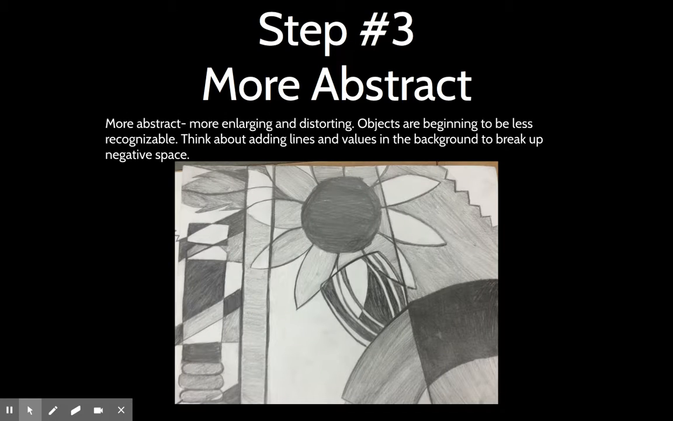Step 3, a little more abstract, right? A little more abstract, more enlarging, more distorting. Objects are beginning to be less recognizable, right? We're going to start losing negative space. So think about how you can continue lines to break up negative space. We're losing the idea of things actually overlapping, right? There isn't any more depth going on anymore, okay? So that's where you're going to go this week, to step 3. Okay, we're going to go to step 3 only this week.